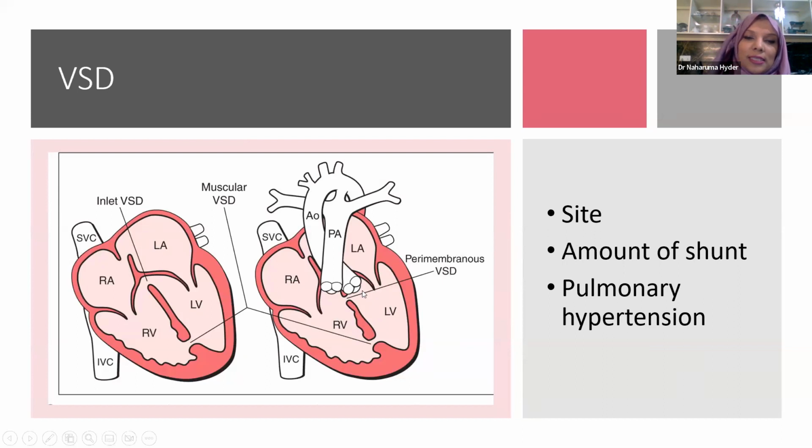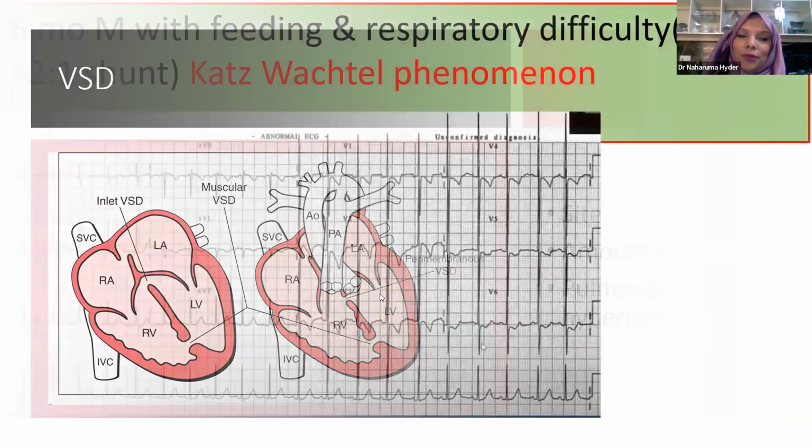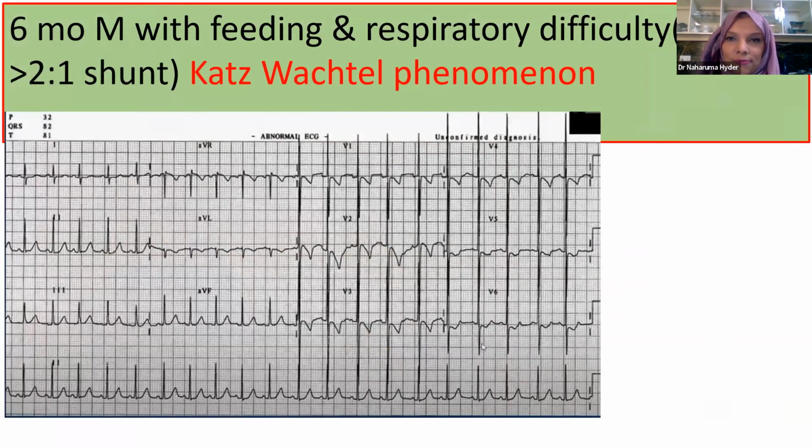We know in VSD there will be a left-to-right shunt, and blood will go more to the pulmonary artery, and more blood will come to the left atrium and LV. So the left-sided chambers will be enlarged, and we will get LV forces in VSD. And when more pressure develops in the pulmonary circulation, RV systolic pressure will rise, RVH will develop, Eisenmenger will develop. These are the consequences, and these are the ECG findings that tell us the severity of the VSD. And we are going to show a few examples.